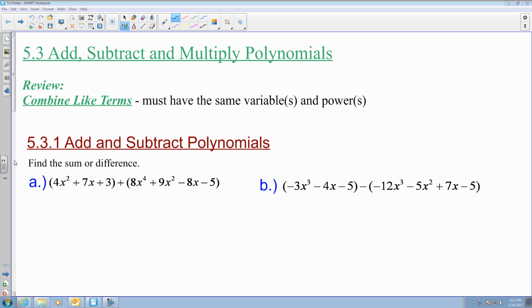So, even though they may have a variable such as x, if they don't have the same power attached to them, we can't combine them.